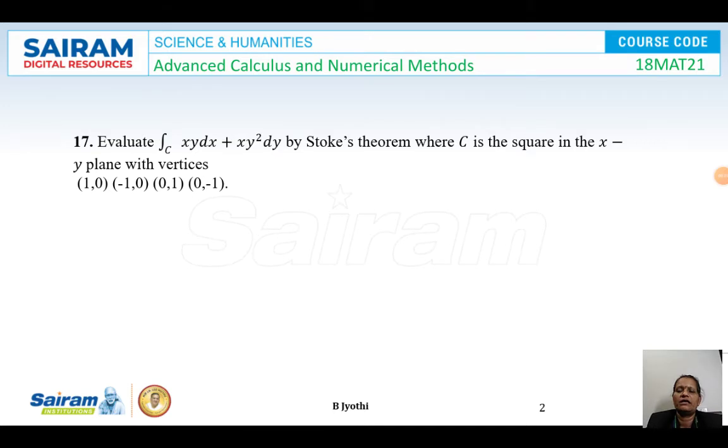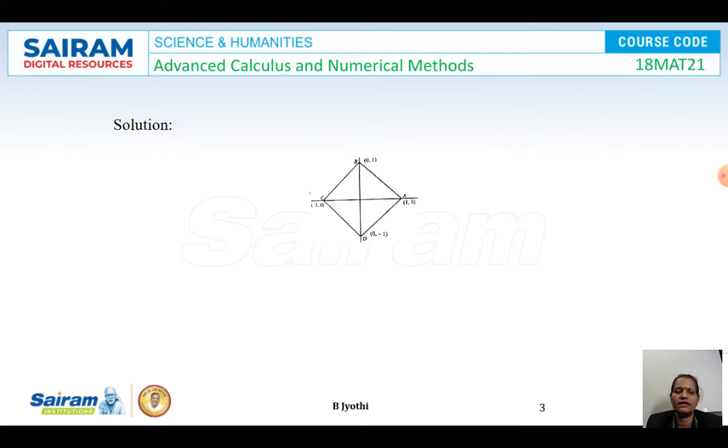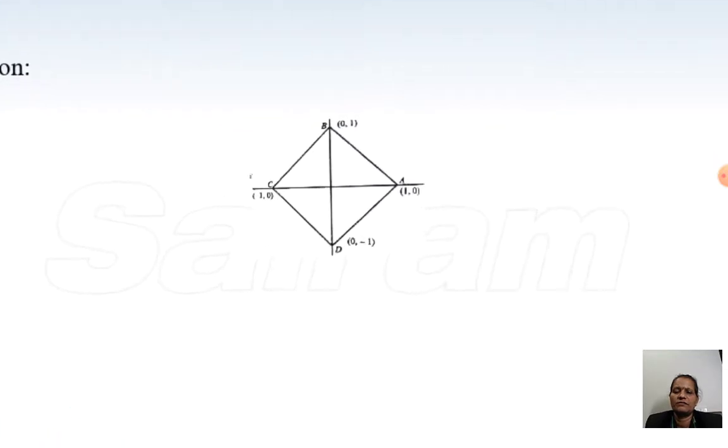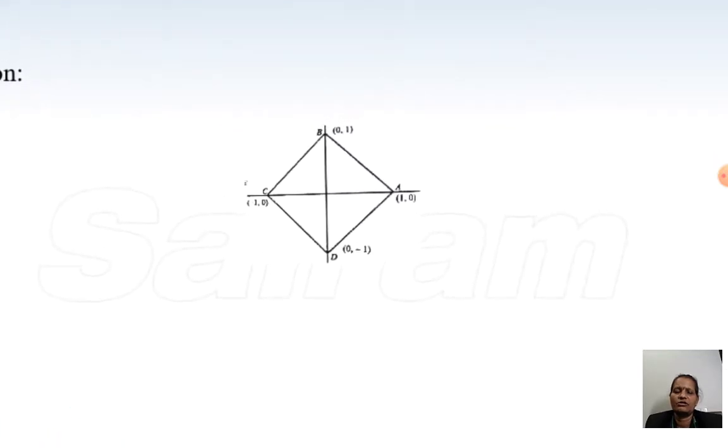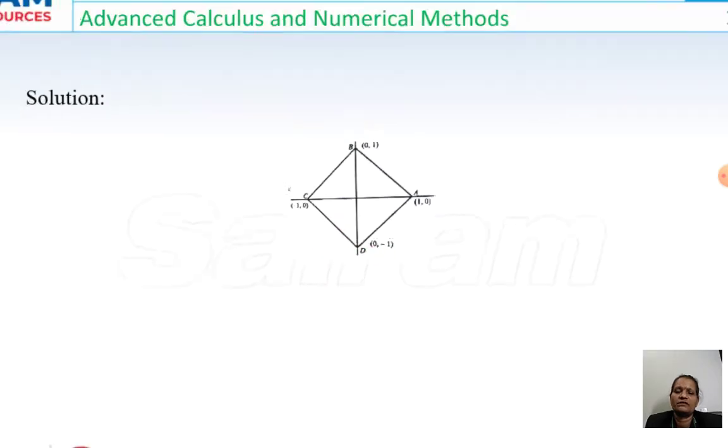Evaluate xy dx plus xy square dy by Stokes theorem, where C is the square in the xy plane with the vertices (1, 0), (-1, 0), (0, 1) and (0, -1). So this is the diagram. You can observe (1, 0) is the first vertex. Then (0, 1) we can see here, and (-1, 0) and (0, -1). This is the diagram.